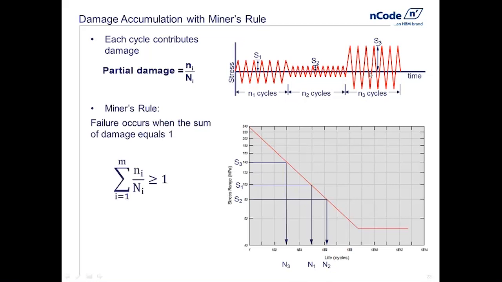And that is Miner's rule. The sum of all the damages from each cycle on its own adds up. And if the damage exceeds 1, that means we've completely broken the part. That means we have a crack. We have a big, serious problem.